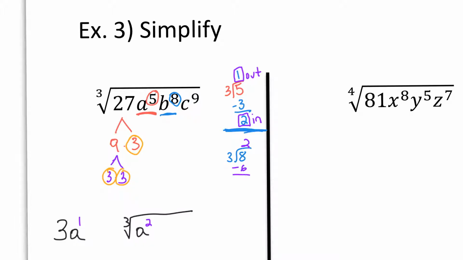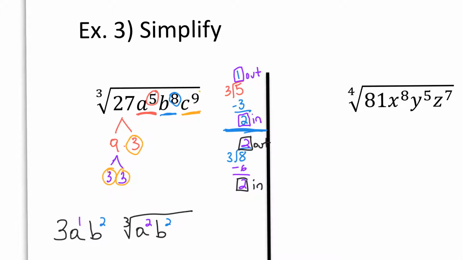That's going to be 6, and then you subtract: 8 minus 6 is 2. This remainder is the exponent inside of the radical, and this one is the exponent outside. So you'll have b with an exponent of 2 outside, and b inside with an exponent of 2, because the remainder is 2 and the number on top is 2. And finally, you move on to c.